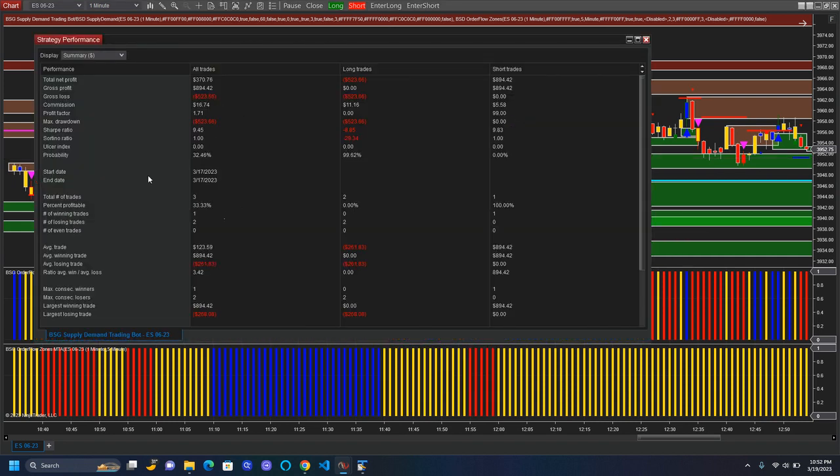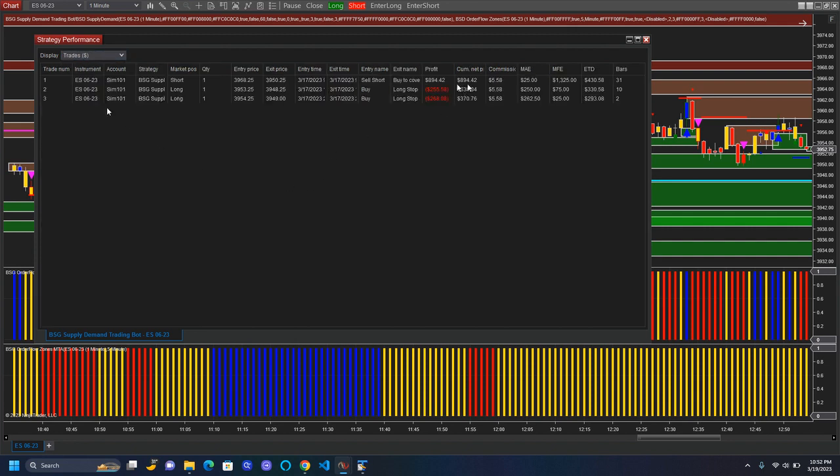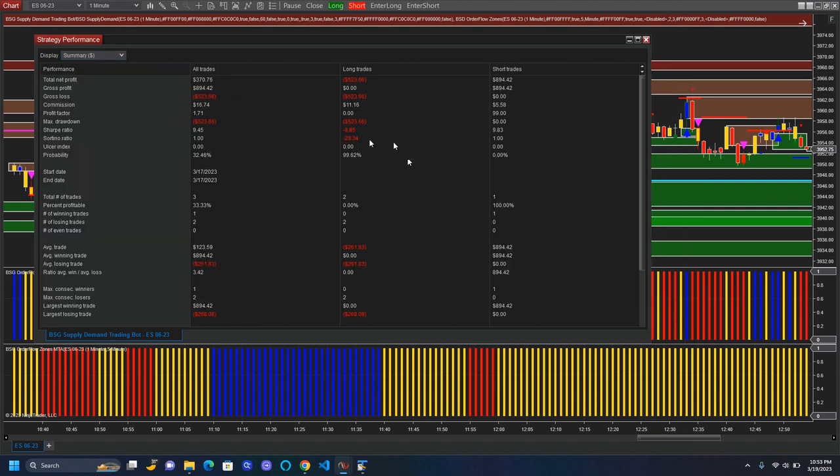All right, so you can see the three trades. I saw only two trades. Two trades here. What is the third one? Okay, three, and then 370 is the net.